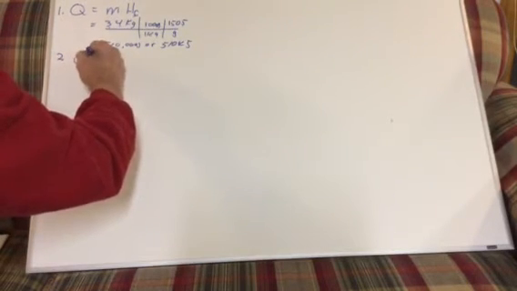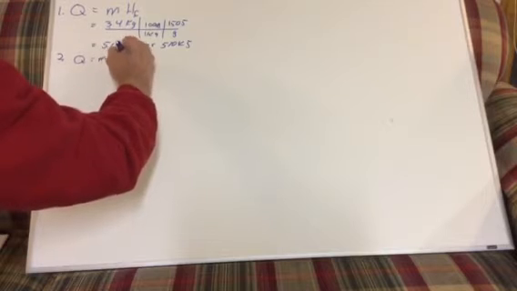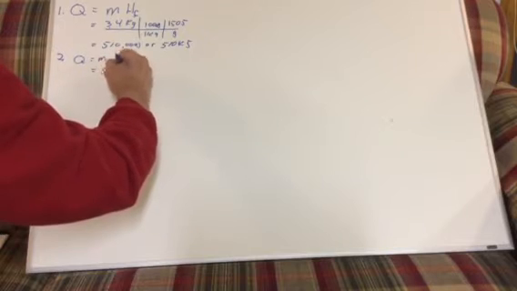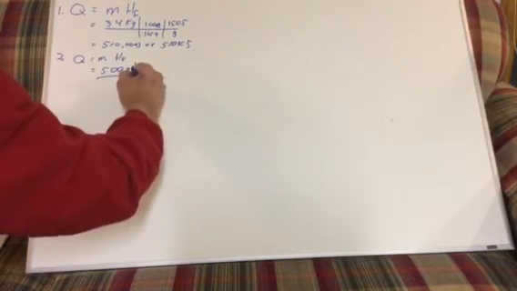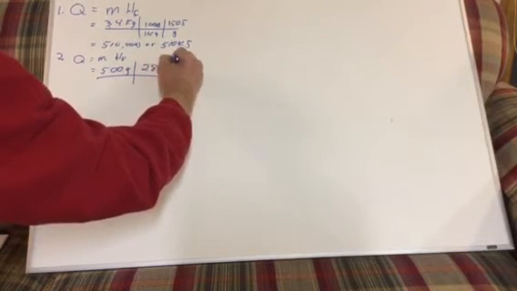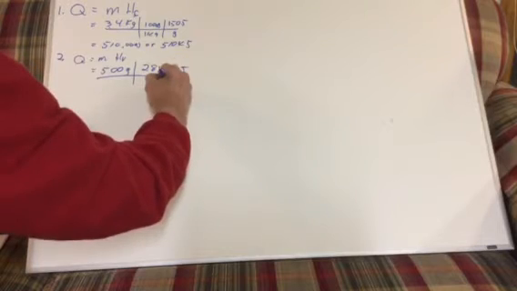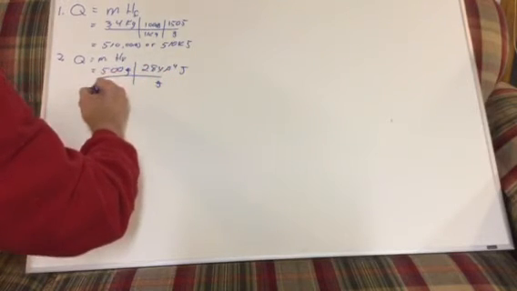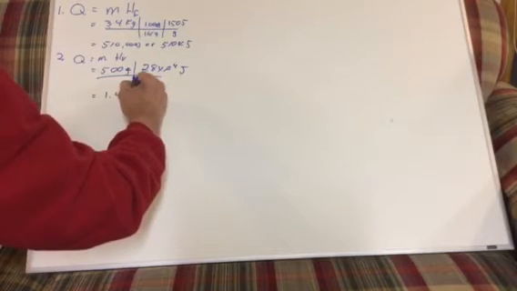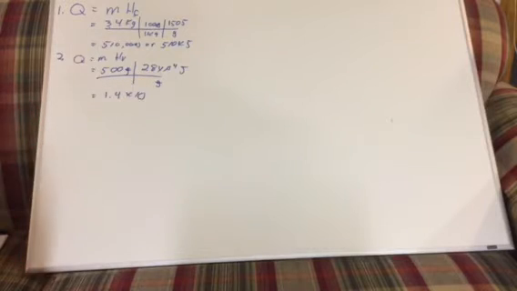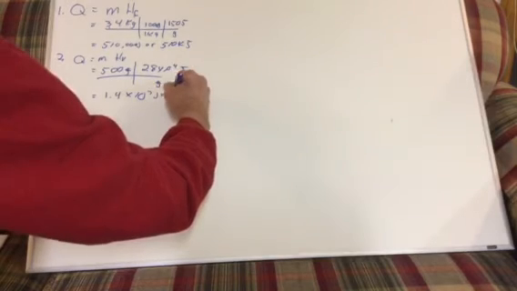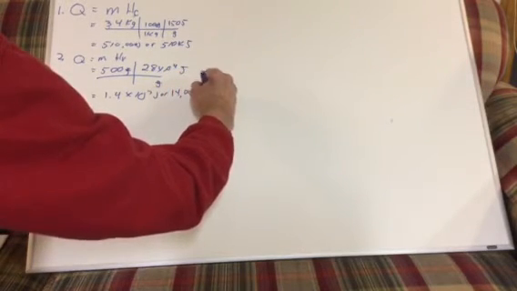Again, it's Q equals M H of V. The mass is 500 grams. And the heat value is 2.8 times 10 to the 4th joules per gram. Grams cancel, and you're left with 1.4 times 10 to the 7th joules, or 14,000 kilojoules.